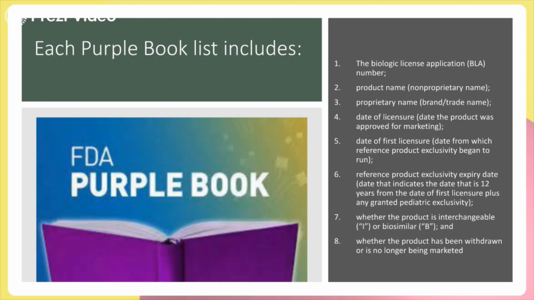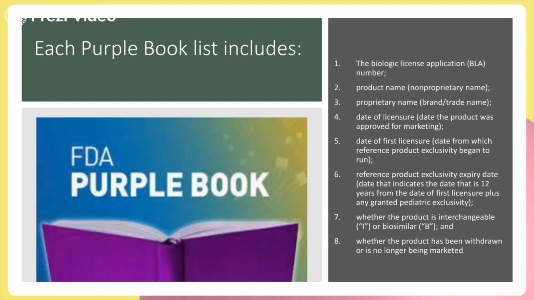So what information can you derive from the database? You can have the biologic license number. Now this is the unique number which is allocated to the company once they apply for any biological product. Then you can get the product name and proprietary name. Proprietary name is nothing but a trade name. Then the date of licensure, when it was licensed, date of first licensure, reference product, exclusivity, and expiry date information.